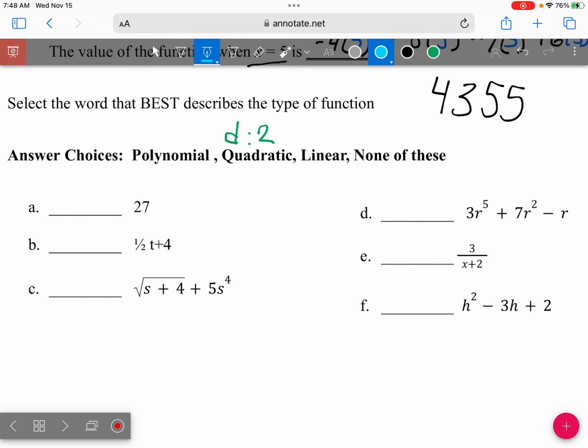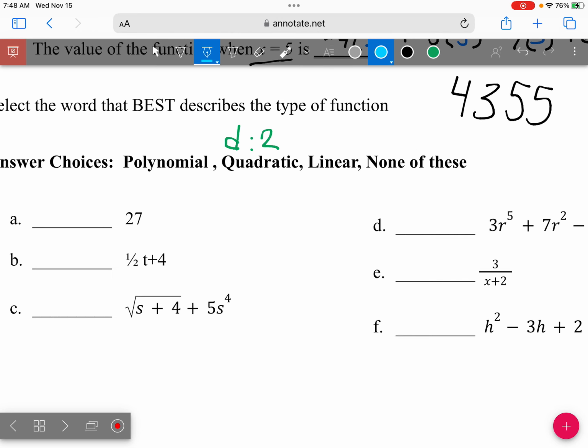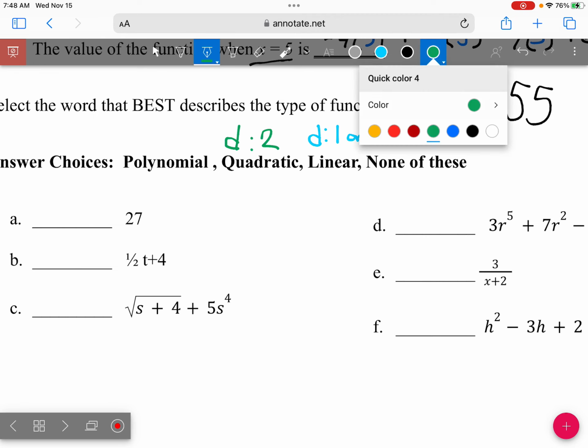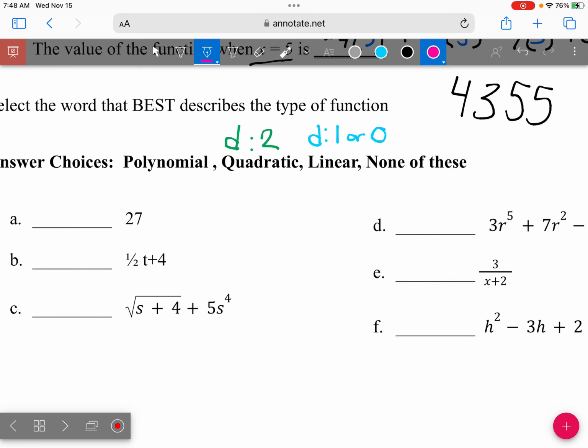Linear functions, again, they're polynomials, but they're a little bit more specific. They have a degree of 1 or 0. So they're still polynomials, they just have more specific names. So I'm just going to put a note on here. For polynomials, we're looking for positive and whole.